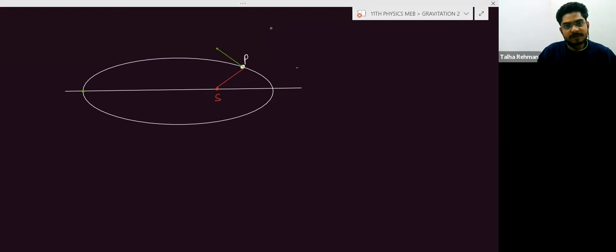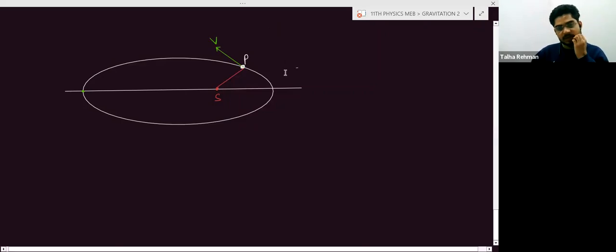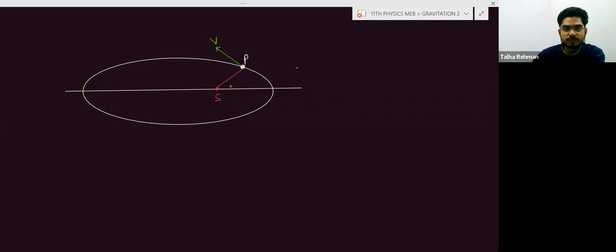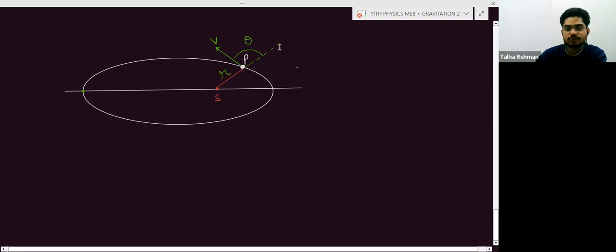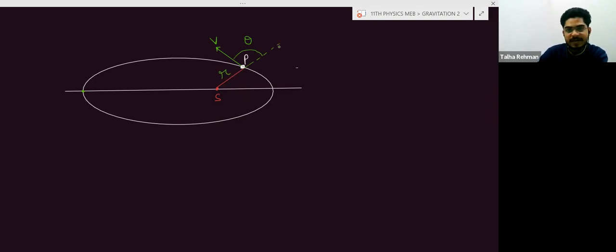Velocity of the planet will be like this. This is the velocity of the planet, and this is the ellipse. So this angle between the velocity and the radius vector will be theta. This is distance r, suppose. So the angle between the r vector and this v vector.